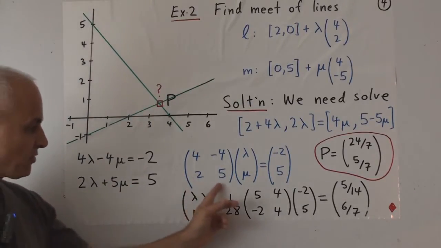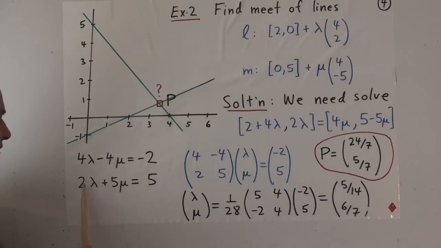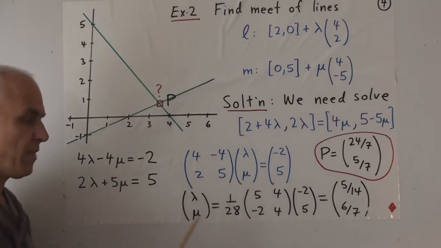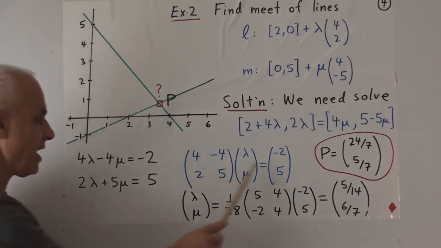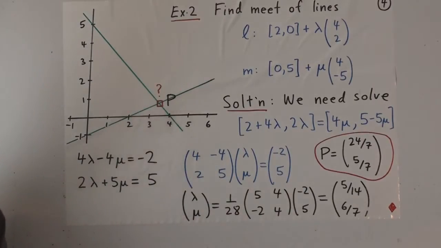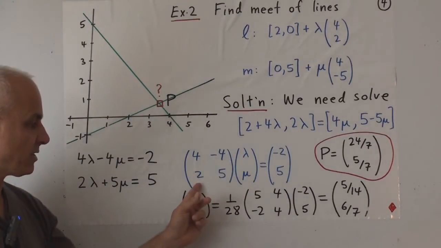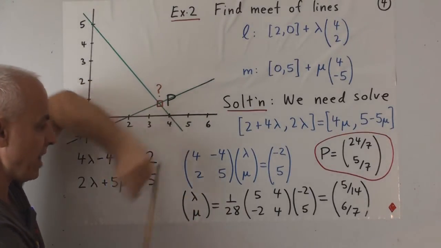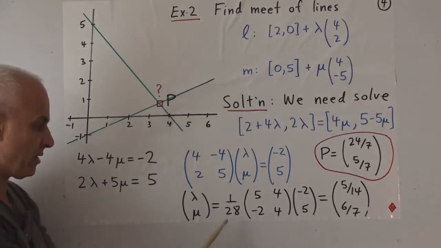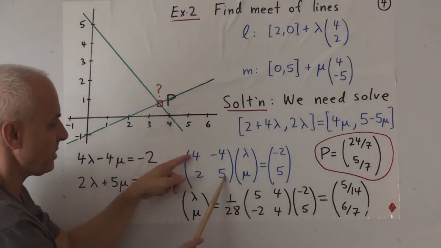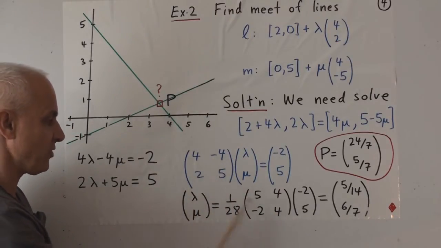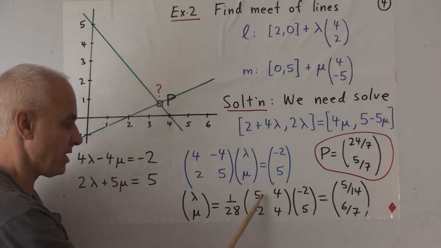We first write it in a matrix form, coefficients 4, minus 4, 2, 5, giving us that matrix there. The variables are lambda and mu in that order. And the right-hand side is minus 2, 5. We multiply by the inverse of this matrix. The inverse is obtained by taking the determinant, which is 20 minus minus 8. That's 1 over 28, determinant in the denominator. The rest of it is obtained by interchanging those two entries, 5 and 4, and multiplying the off-diagonal entries by minus 1. So we get the inverse matrix is 5, 4, minus 2, 4, divided by 28.